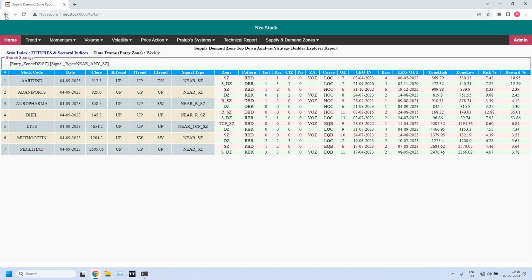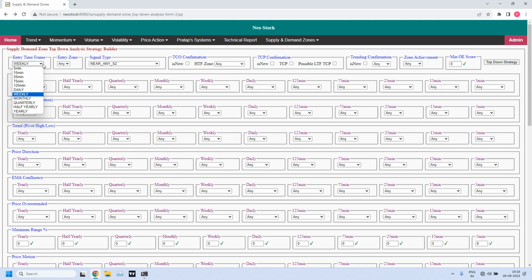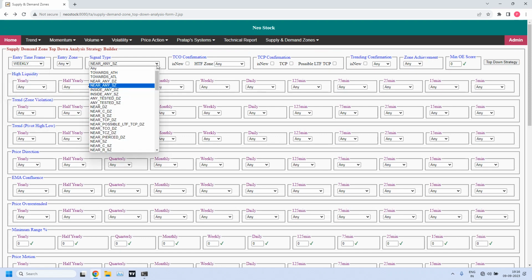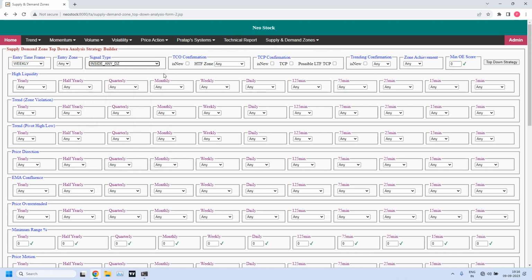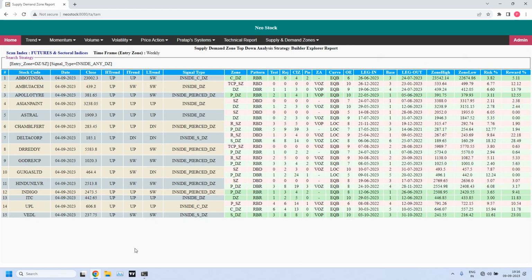Now let's go back, selecting the entry time frame weekly, and I'm selecting the signal type inside stocks closed inside weekly demand zone. So I'm clicking the top down strategy button and filtering the stocks. So these are the 15 zones where price closed inside weekly demand zone.